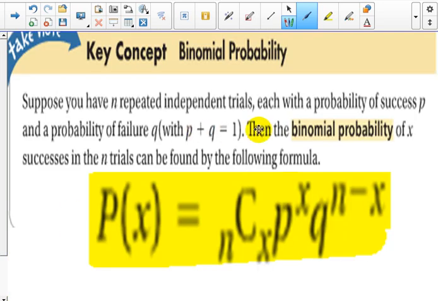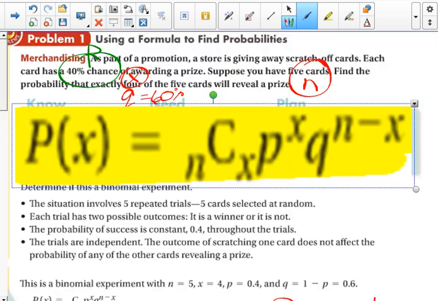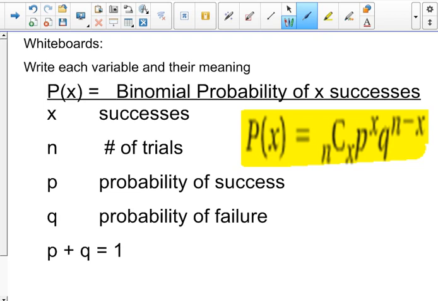And let's see, what was n again? n is the number of trials. So write that on your board. n equals number of trials. Actually, this is what I'd like for you to write. So x is your successes. n is your number of trials. p is your probability of success. And q is your probability of failure. And remember that p plus q equals 1.